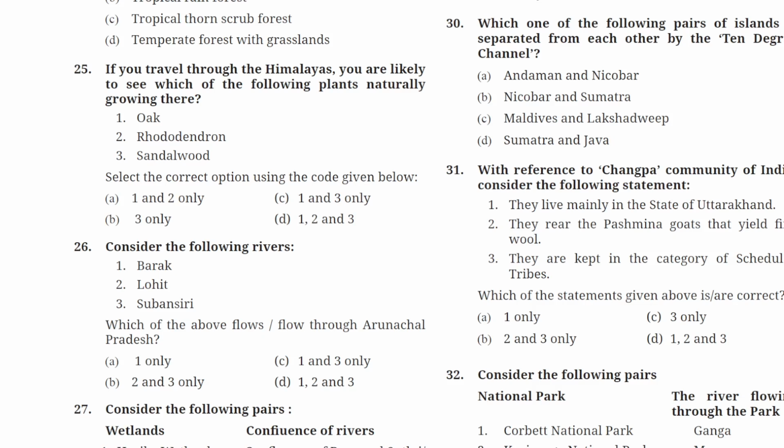Barak is a long river flowing through the states of Manipur, Nagaland, Mizoram, and Assam in India and into the Bay of Bengal via Bangladesh. That is about Barak. So Lohit and Subansiri flow through Arunachal Pradesh. So the answer is 2 and 3 only, B.